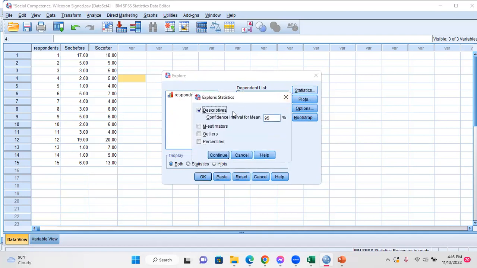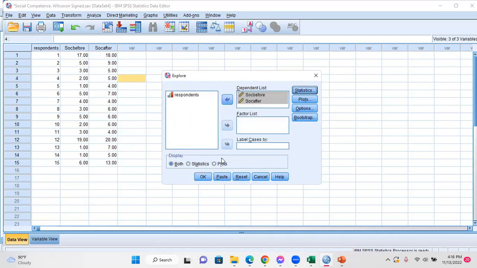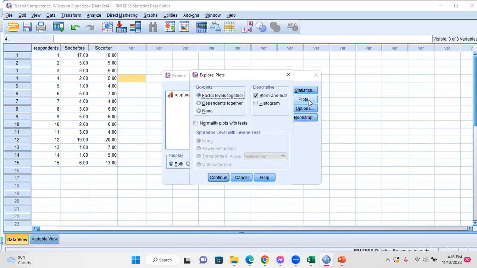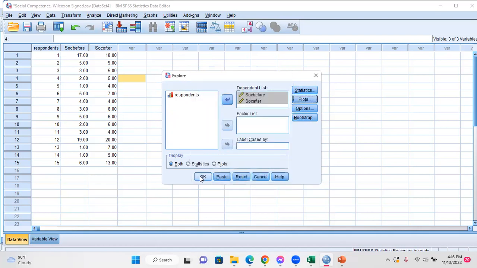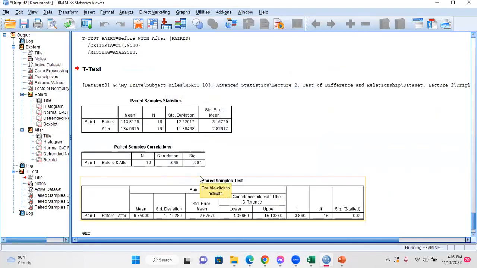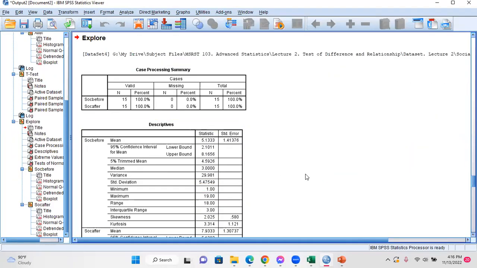Statistics, outliers. Plots, uncheck stem and leaf, histogram, normality plots, continue. Memorize na talaga yan kasi yun ang pinaka-unang gagawin.